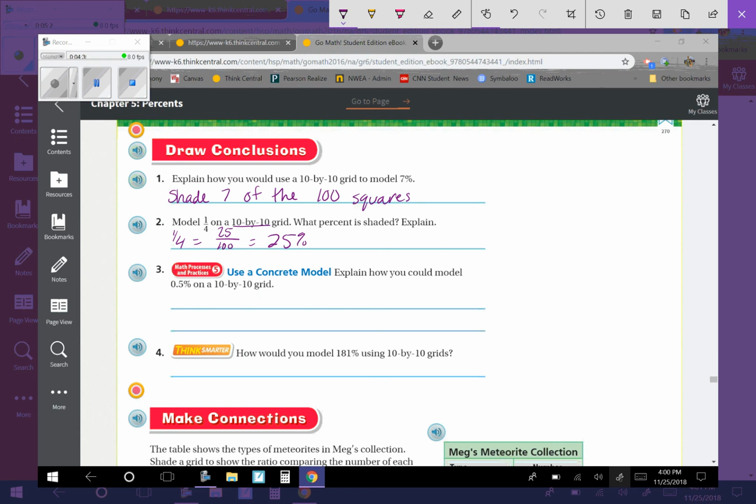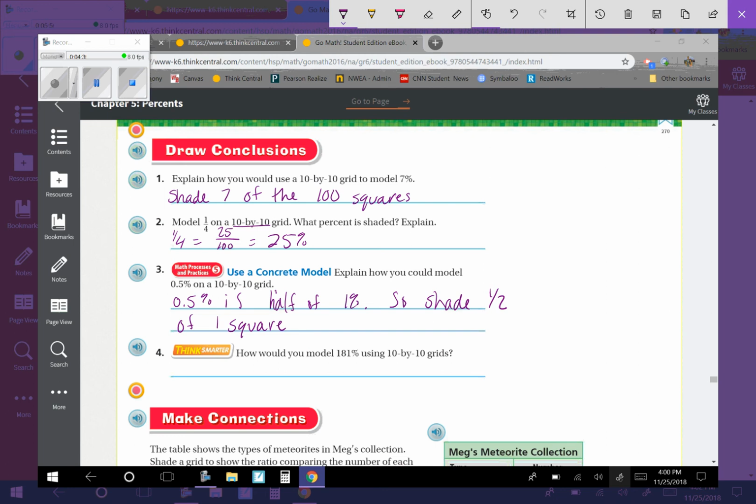And then it says, explain how you could model 5/10 on a 10 by 10 grid. 0.5% is half of 1%. So you would shade 1/2 of 1 square.